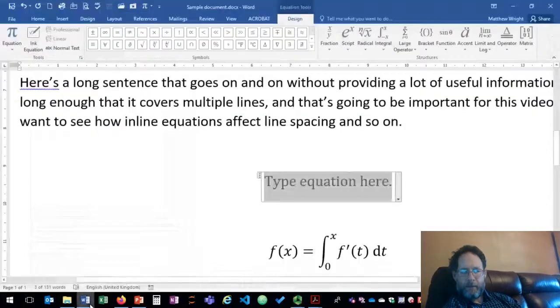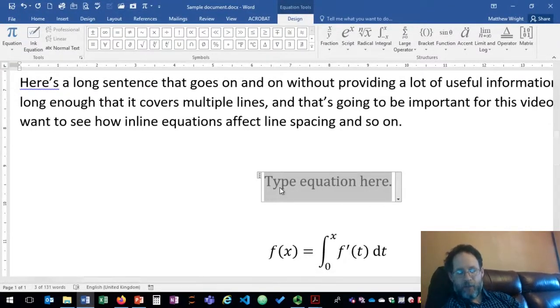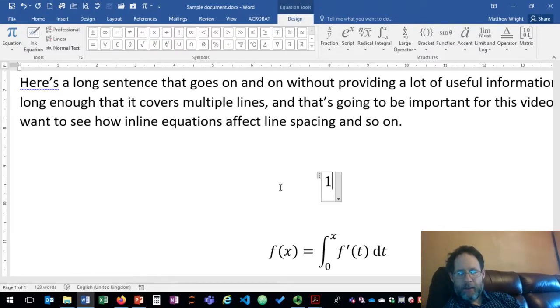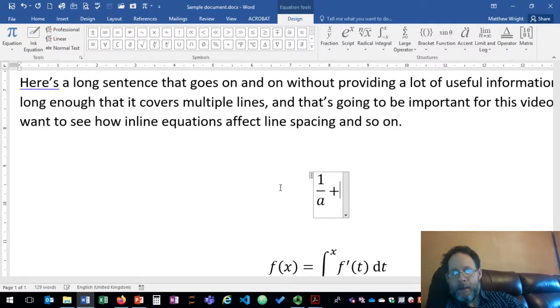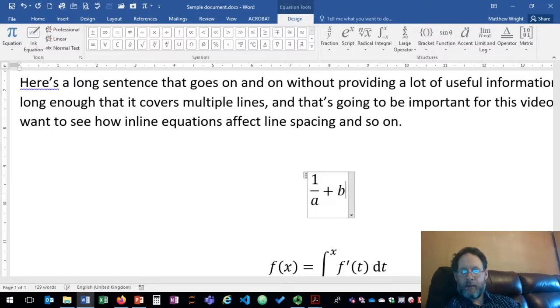Hello there. Suppose I want to make a fraction in my equation which has, for example, 1 in the numerator and a plus b in the denominator. If I just use keyboard shortcuts, so 1/a plus and type a plus b here, I'm going to have a problem because as soon as I type plus, the autocorrect kicks in. So what's a better way to do that?